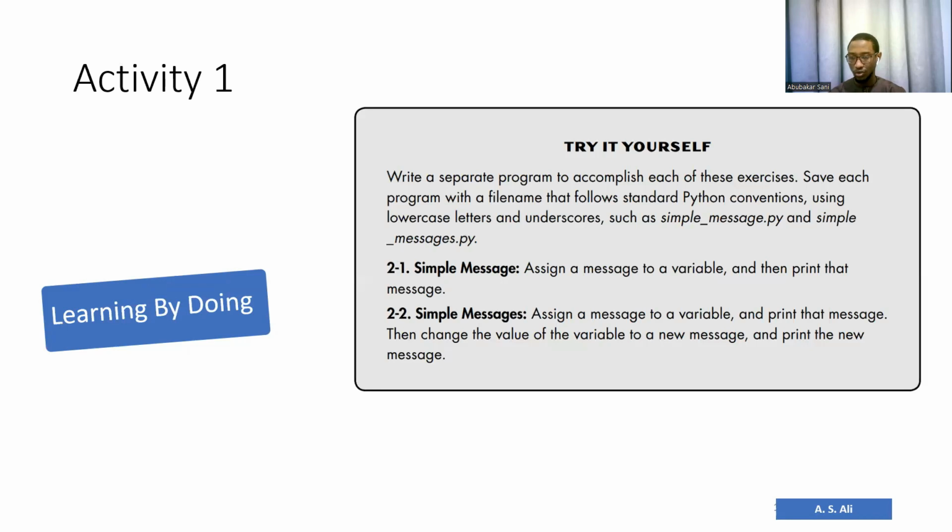Okay, so we have a simple activity to do. So this is saying write a separate program to accomplish each of these exercises. Okay, and then save each one. The first one is saying assign a message to a variable and then print that message. The second one says assign a message to a variable and print that message. Then change the value of the variable to a new message and print the new message. Okay. So let's see how this happens in code.